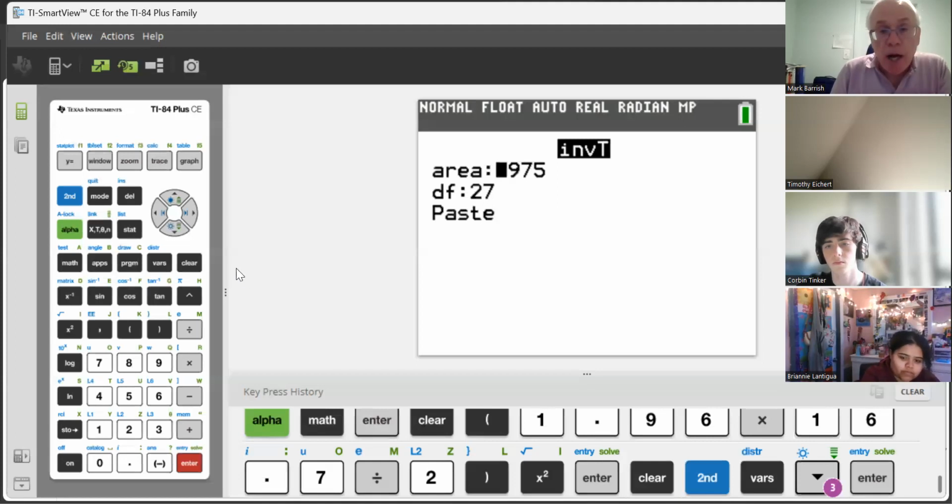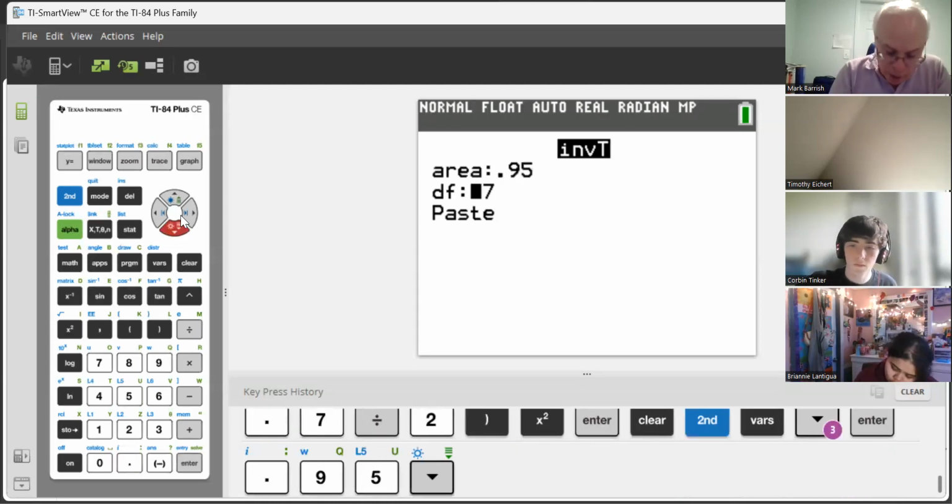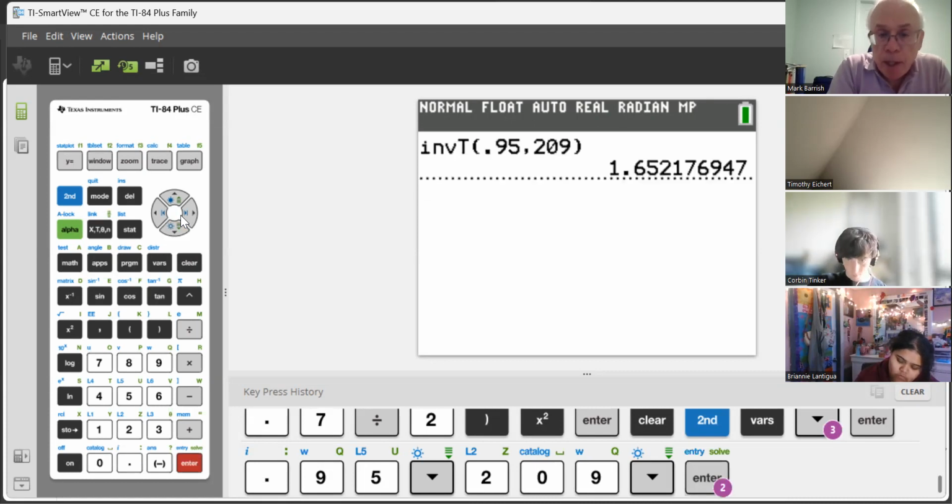Now, this is a 90% confidence interval, which means if you drew the t distribution with a mean of 0 in the middle, you have the middle area to be 90% with 5% on each tail. So that means the area is going to be the middle area plus the left tail. So it's 90% plus 5% or 0.95. Now the sample size is 210, so the degrees of freedom is 1 less than that, which is 209. Hit enter. And that's your T critical value, 1.65217 and so forth.